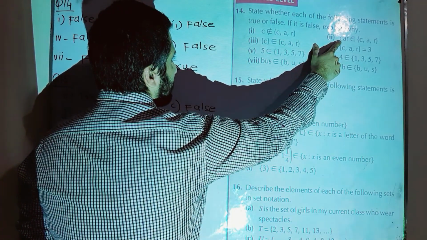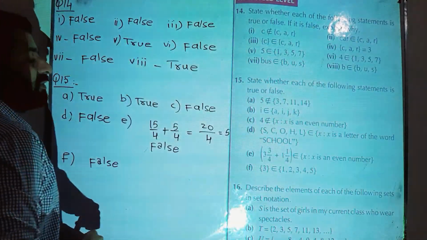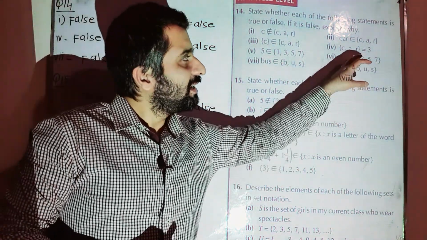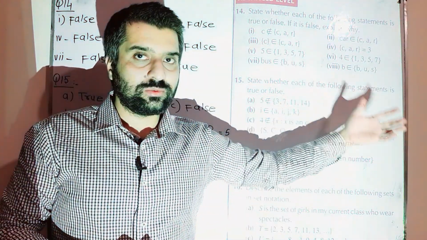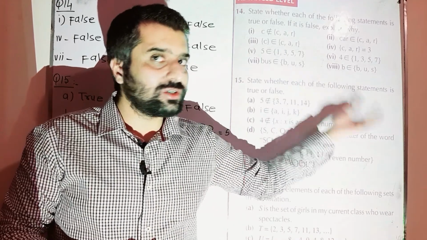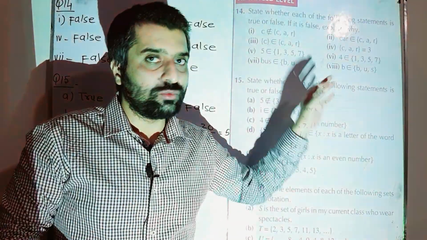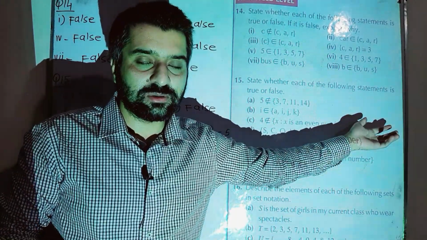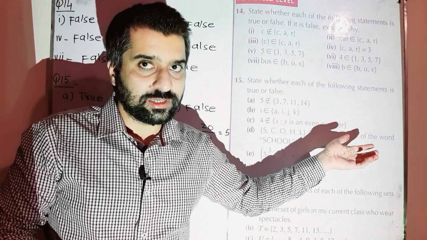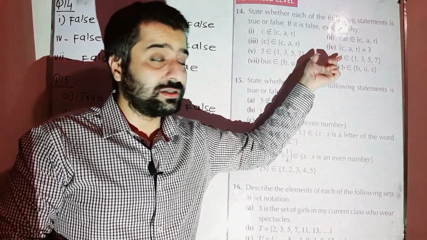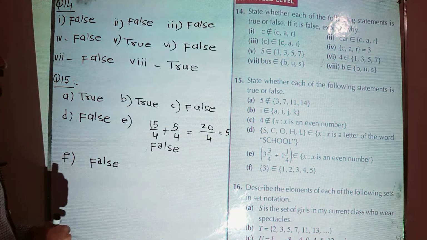Part number 2. The word car is an element of this set. That is false because the elements in this set are C, A, R, whereas the word car is not C, A, R. We have alphabets. C is a separate alphabet, A is an alphabet, R is an alphabet, while the word car is a word. So that is not part of the set. So part 2 is false.